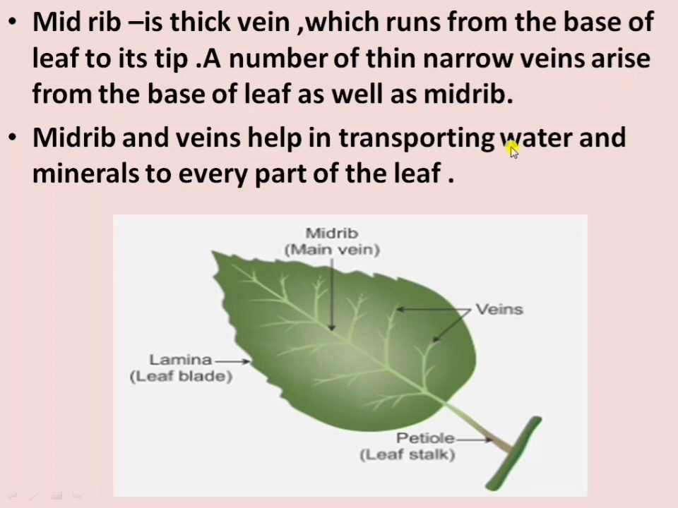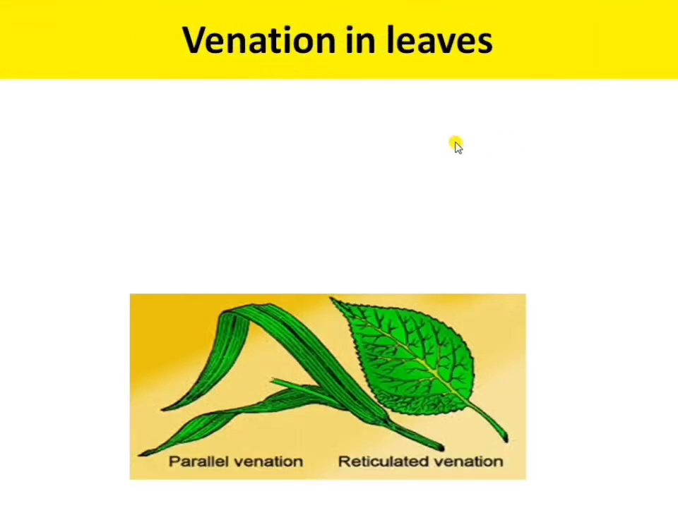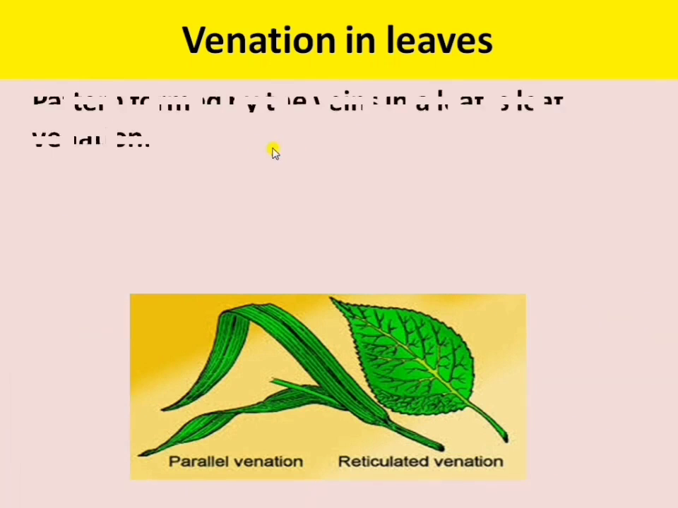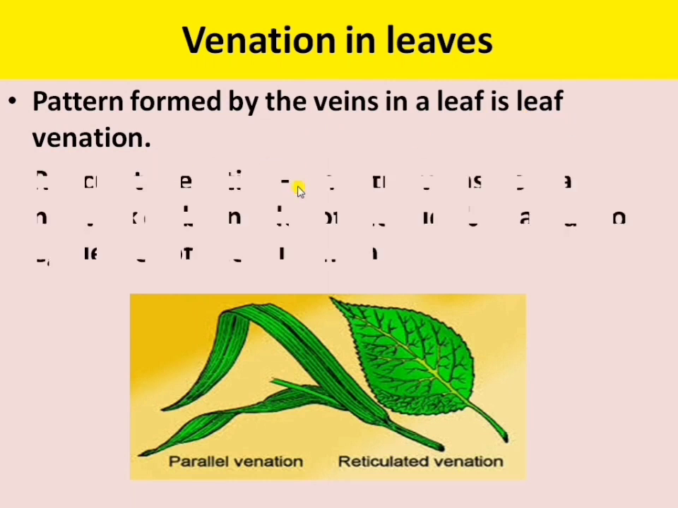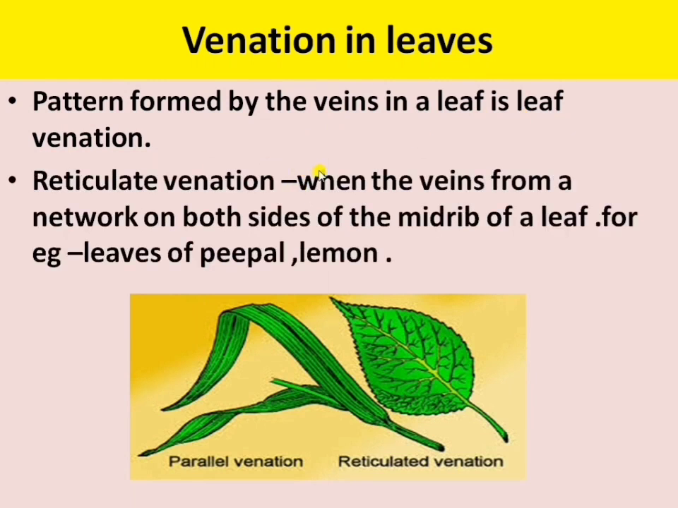Next, moving on to the venation in leaves. The pattern formed by the veins in a leaf is leaf venation. There are two kinds of venation. First is reticulate venation. Second is parallel venation.